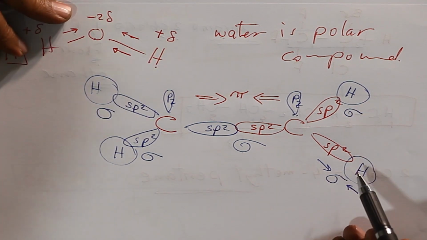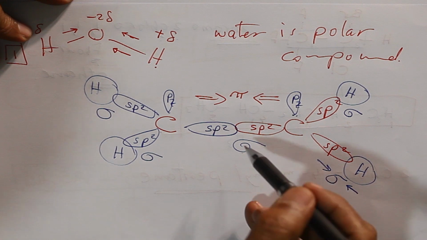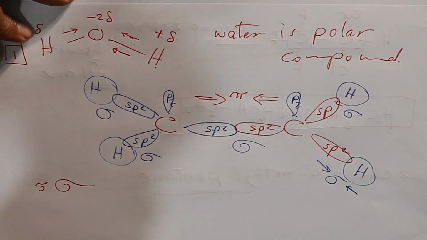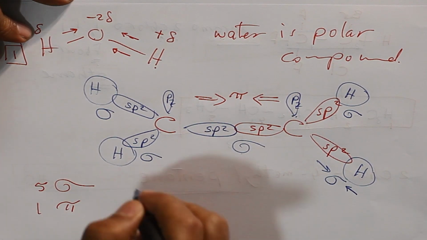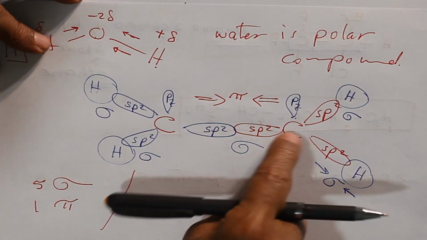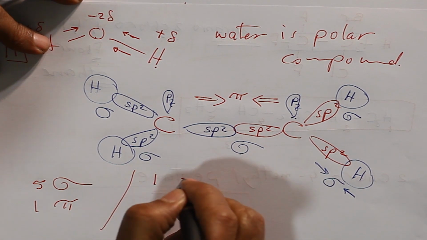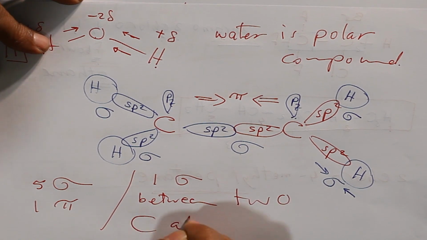So, some questions. How many sigma bonds in ethylene? 1, 2, 3, 4, 5. 5 sigma bonds. How many pi bonds? 1 pi bond. Another question. How many sigma bonds between the two carbon atoms? We have two carbon atoms. We have 1 sigma bond between the two carbon atoms.